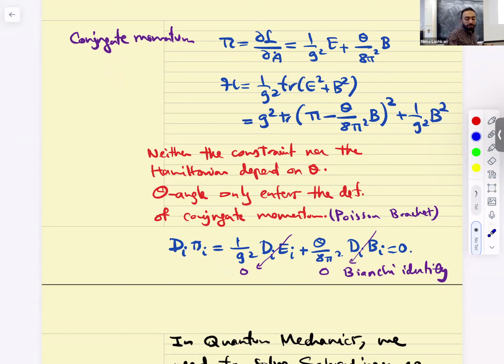So theta angle enters only the definition of the canonical conjugate, the Poisson bracket. But importantly, you still have this equation, di of pi I is equal to 0. Why? Because we have shifted, pi I is actually ei plus this theta dependent term. This vanishes by the Coulomb law. This vanishes by Bianchi identity. So really, not much changes, except for the definition of pi.